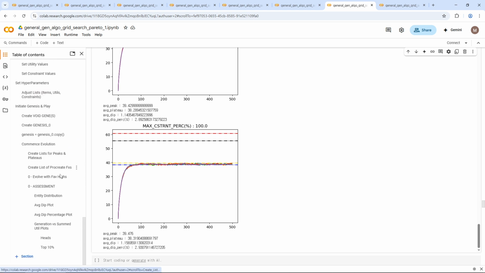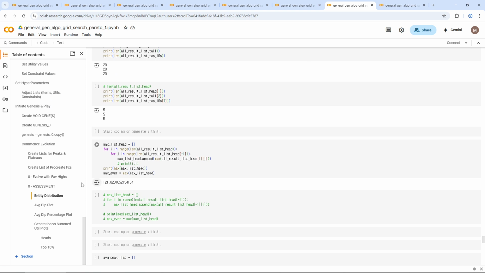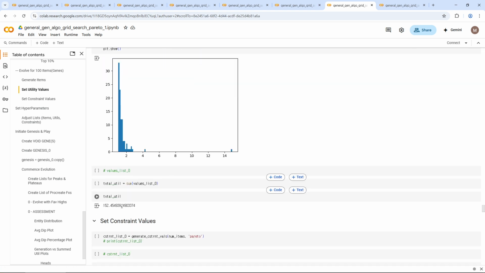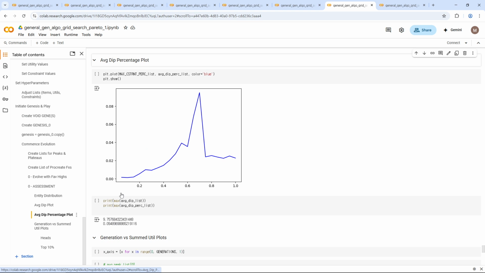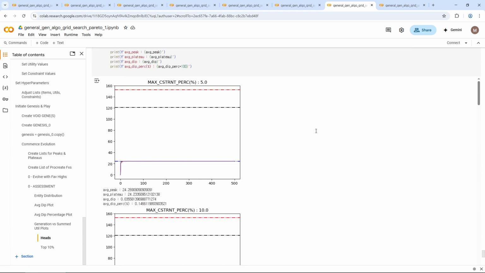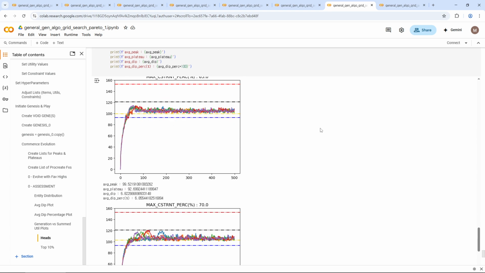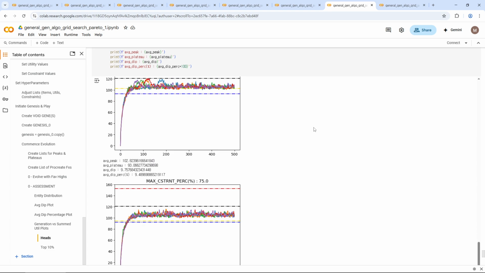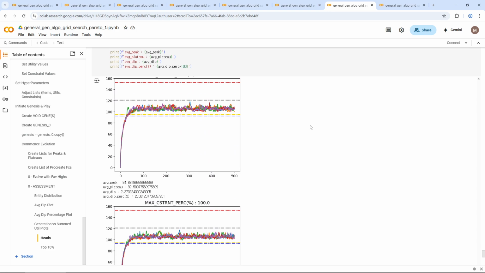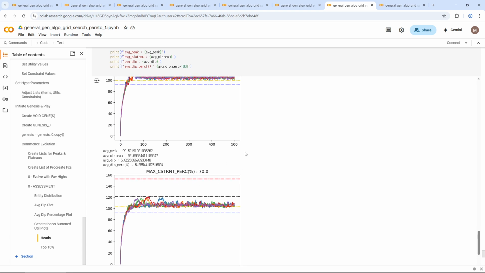100 items. Entity distribution. Maximum ever being 1 to 1 out of 152. Average dip percentage plot as usual, heads. When do we hit that 1 to 1? 75, 80, 85, 90, 95, 100. No, I missed that. When do we get it? Oh, at 70 we do.